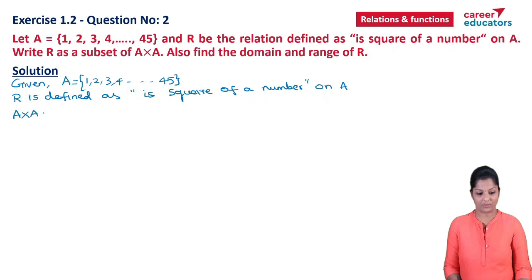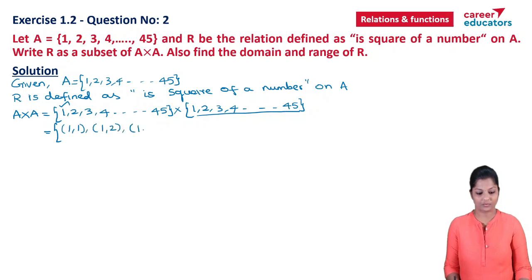A cross A equal to, write all the elements of A, 1, 2, 3, 4 up to 45, cross, write all the elements of A, 1, 2, 3, 4 up to 45. To find A cross A, we have to pair each element of A with each element of A. Take the first element of A and pair with all the elements of A. We will get (1, 1), (1, 2), (1, 3), (1, 4) up to (1, 45).